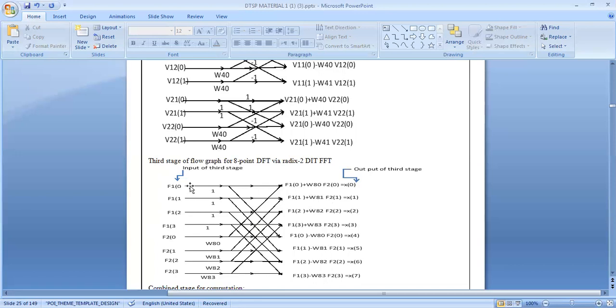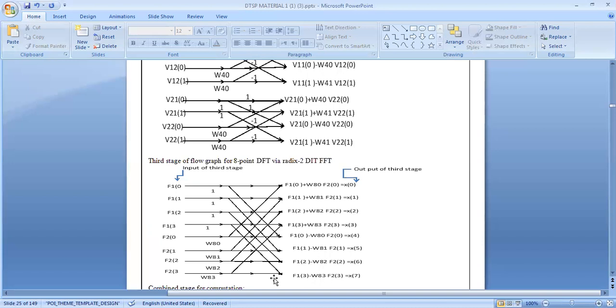Okay. So the first F1 of 0 has to be combined with F2 of 0. F1 of 1 will be combining with F2 of 1. F1 of 2 will be combining with F2 of 2. F1 of 3 will be combining with F2 of 3. Similarly, you will be proceeding to the above arrow mark. F2 of 0 will be combining with F1 of 0. F2 of 1 will be combining with F1 of 1. F2 of 2 will be combining with F1 of 2. And F2 of 3 will be combining with F1 of 3.